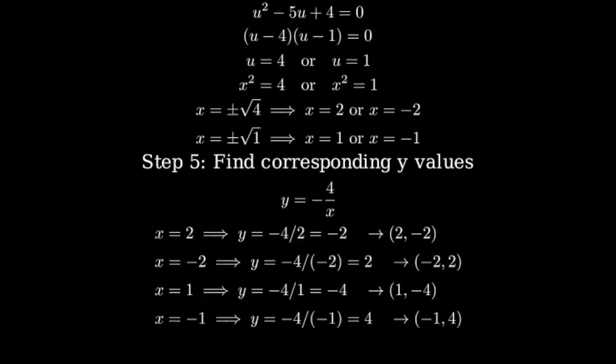So, we have found 4 solution pairs that satisfy both original equations. The solutions are (2, negative 2), (negative 2, 2), (1, negative 4), and (negative 1, 4).